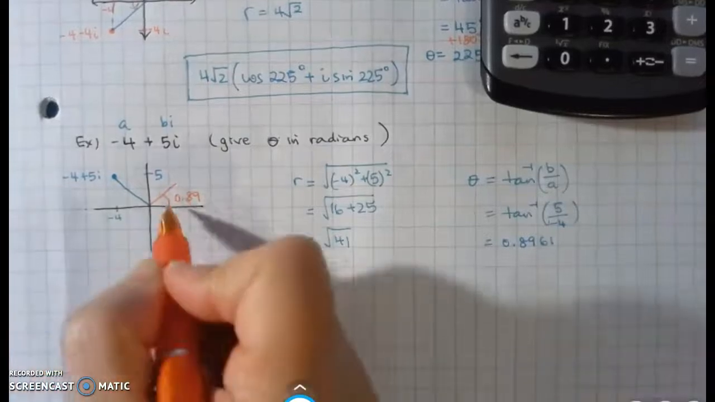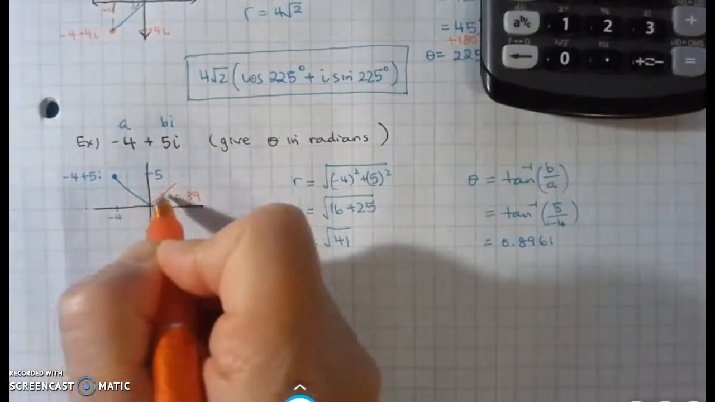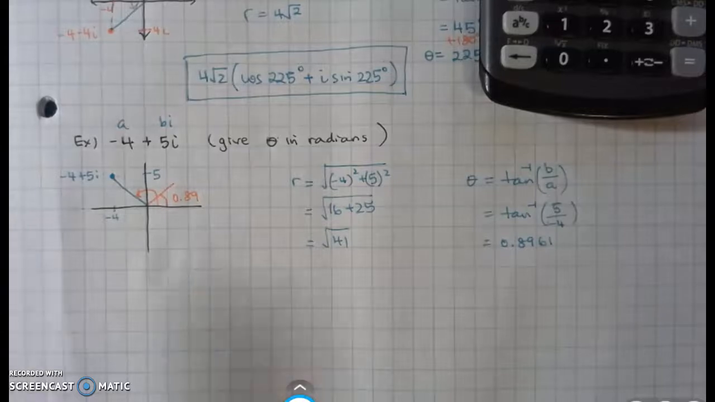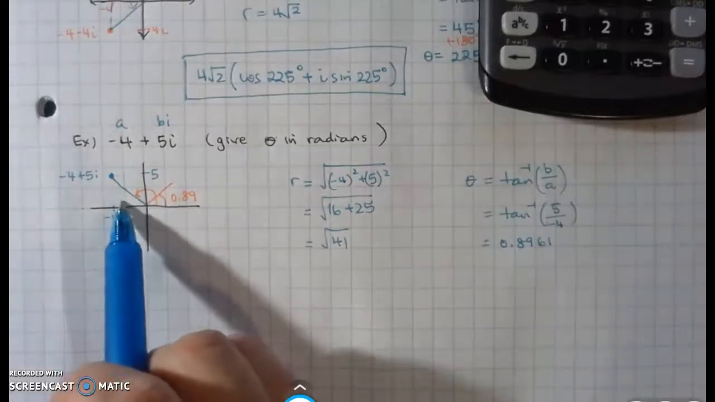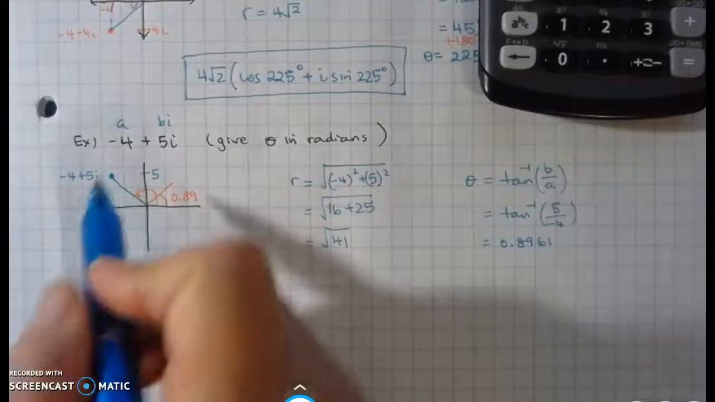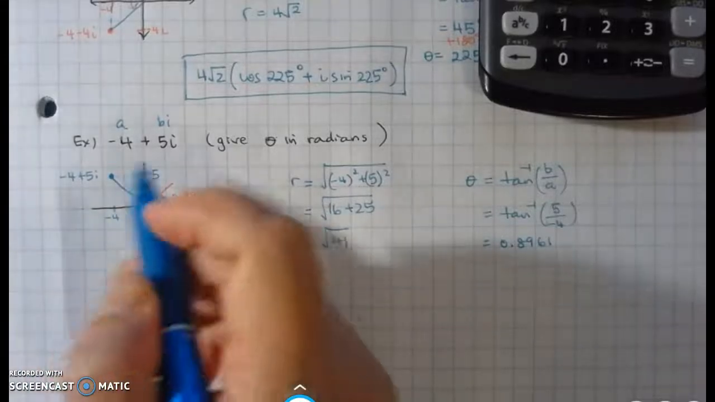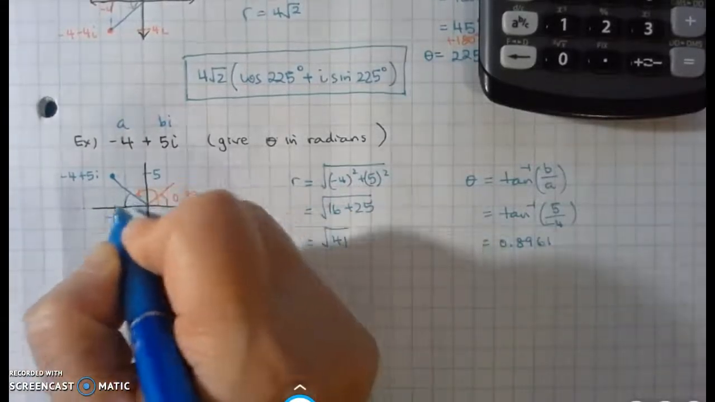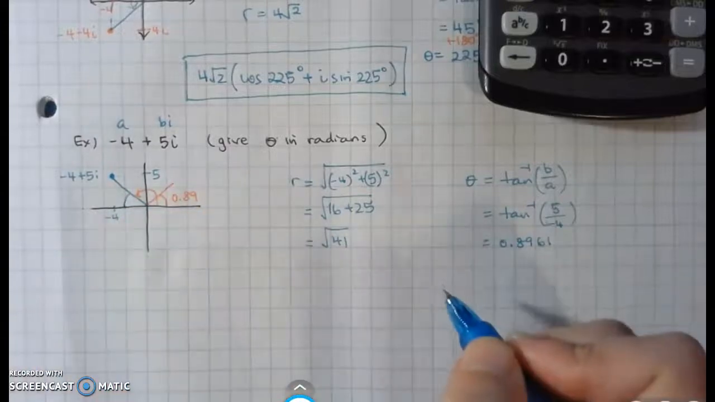But we don't want that. We want this angle measure, right? So how do I figure out that angle measure? Well, it's going to be pi minus 0.89. So this is my reference angle, and that reference angle is going to be the same as this reference angle. So we need to subtract from pi.